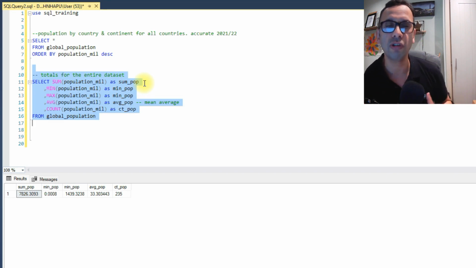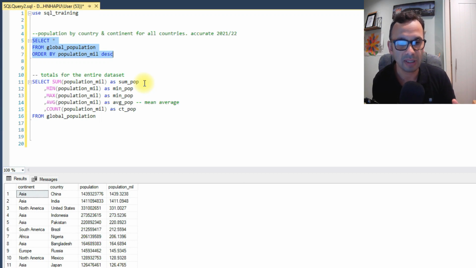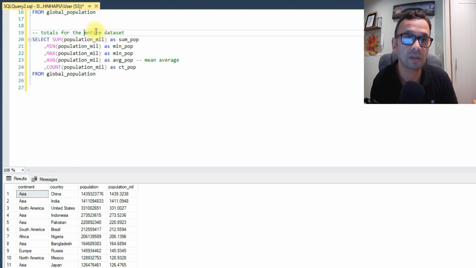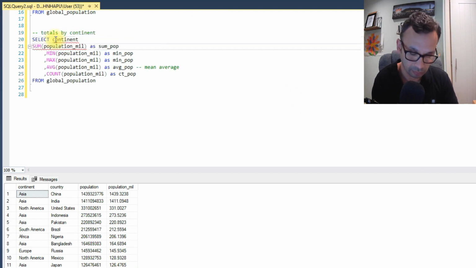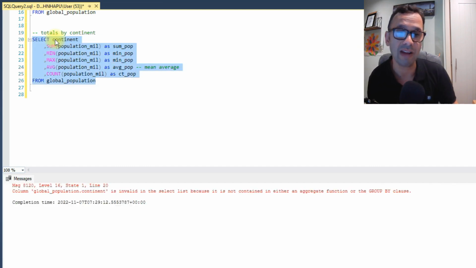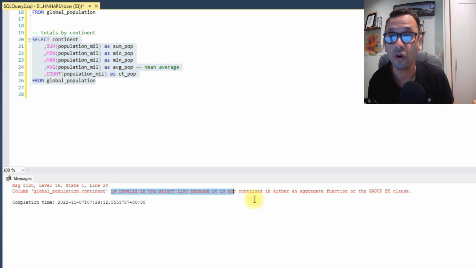But what if we want to group that? What if we want to say, well, let's not look at the entire data set. Let's group it by continent. So to do that, we'll copy this and just paste it below. Totals. So what we do is we put the field continent in there. Now if we try and run that, it will give us an error. And the error is this: that field continent is invalid in the select list because it is not contained in either an aggregate function or the group by clause.